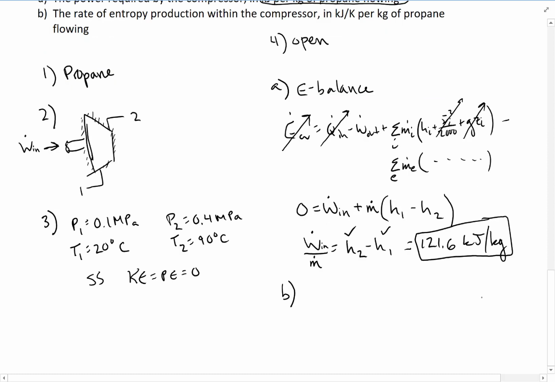Part B asks for the rate of entropy production within the compressor in kilojoules per Kelvin per kilogram of propane flowing. Well, we only have one equation that has an entropy production term within it, and that's the entropy balance. So let's use that, and then let's apply our brains. Okay, so the entropy balance equation for an open system we just wrote above, and let me write it now here. Okay, now that it's written, we can go through it term by term.